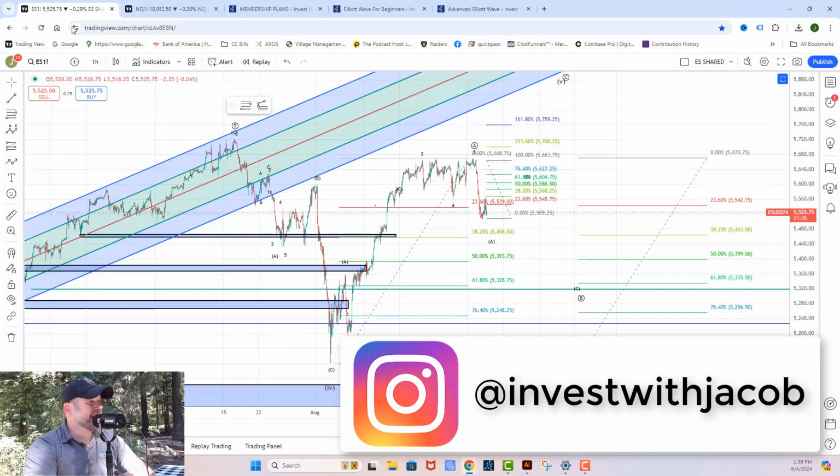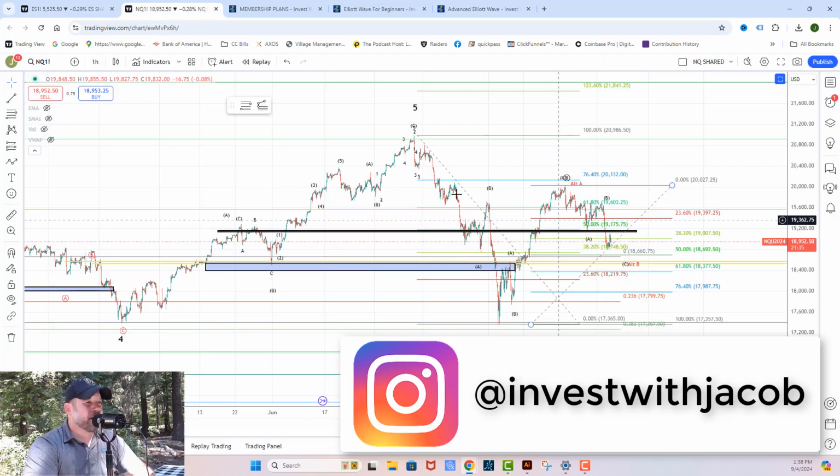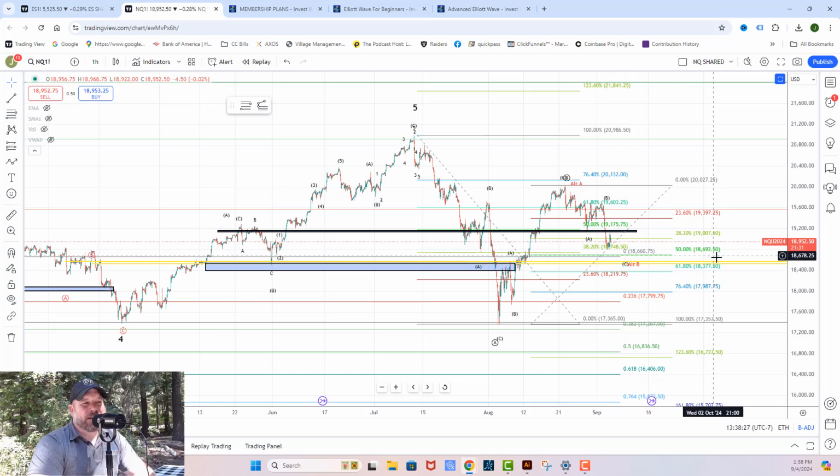Over on the NASDAQ, much weaker overall. They are looking for a C wave to continue down into the 18,700 to 18,400 area. From there, we'll see what kind of bounce we get. If we get a corrective bounce, we would look for lower. And if we get an impulsive bounce, we could see a C wave up into the new highs at 21,800 to 22,000. If we get a 5-wave move to the downside, that would turn us into a more bearish overall outlook and a much bigger correction.